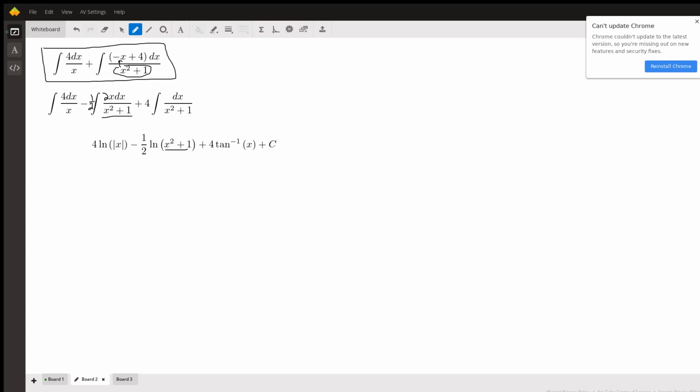And then when I divide x squared plus 1 into this 4, I can move the 4 out front, and the antiderivative of this is inverse tangent. Okay, so there's your antiderivative.